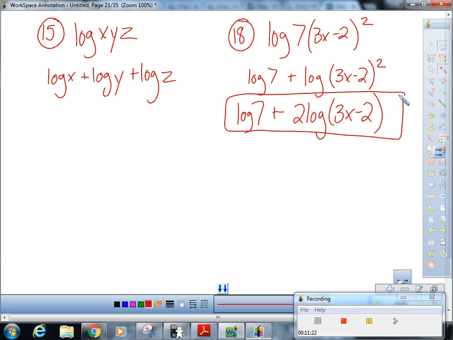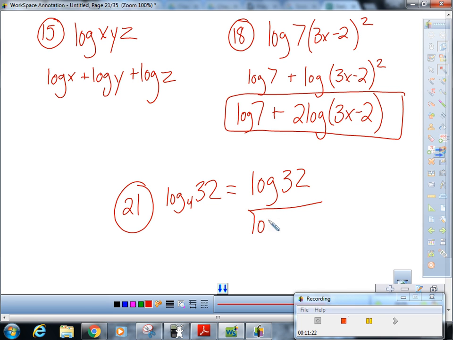Okay? And finally, I'll do one more for you. This is a calculator one. 21. This is that change of base formula, log base 4 of 32. In your calculator, to find out what that is, just put in log of 32 divided by log of 4. Somebody hit me up with that? Is that right? Boom.